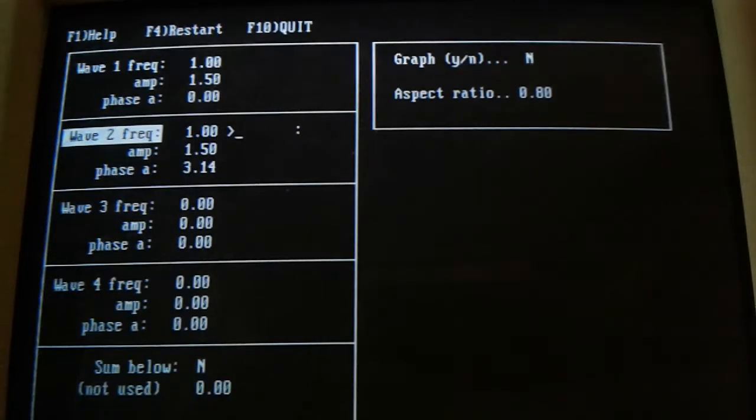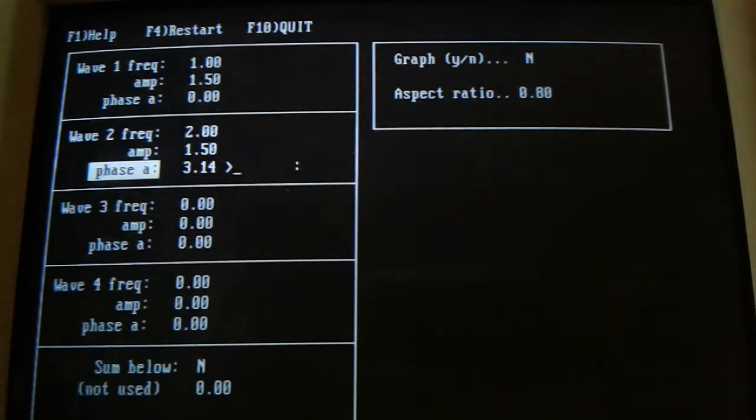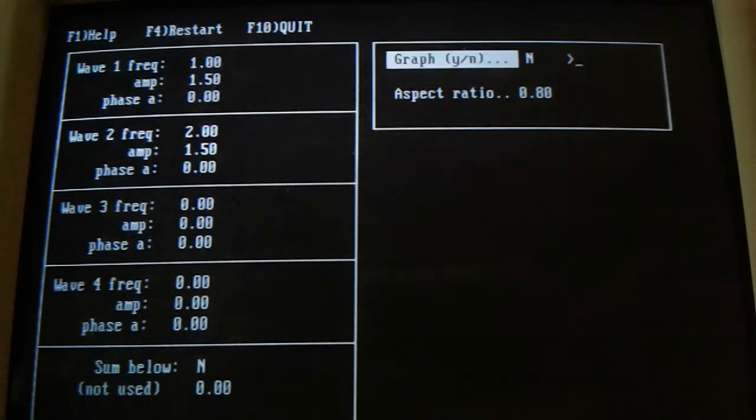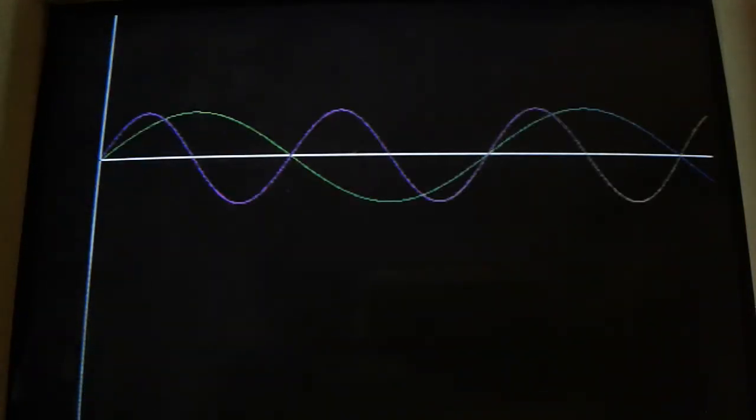Now, we could change the frequency. We could have, say, a frequency of 2. And we can have a 0 phase angle. First wave, second wave. Pause the video. Try it yourself first.